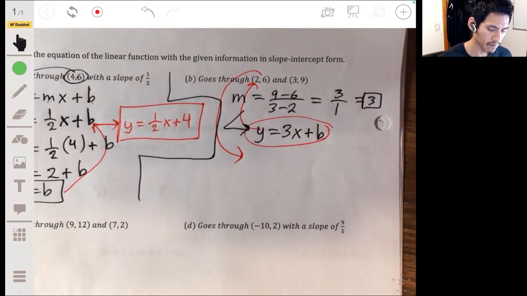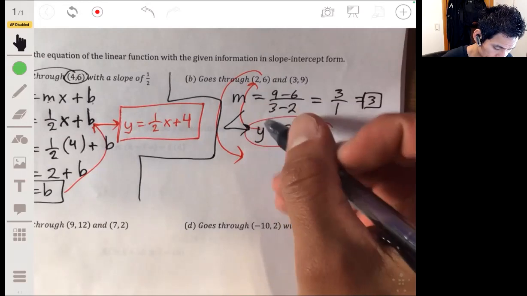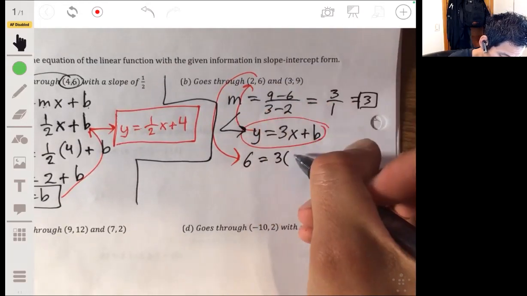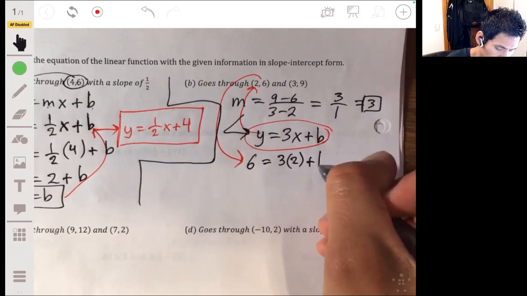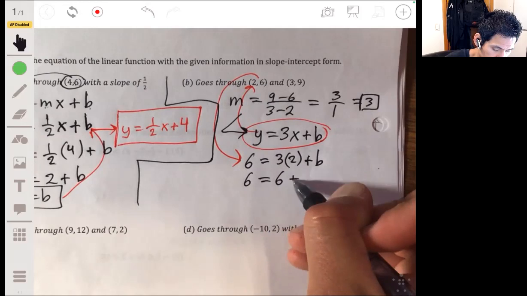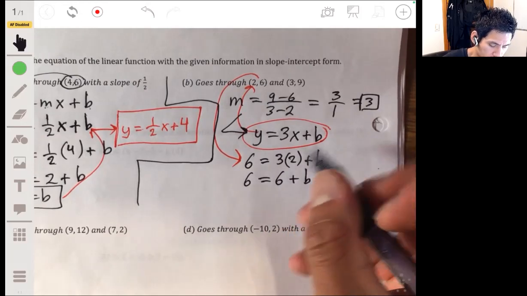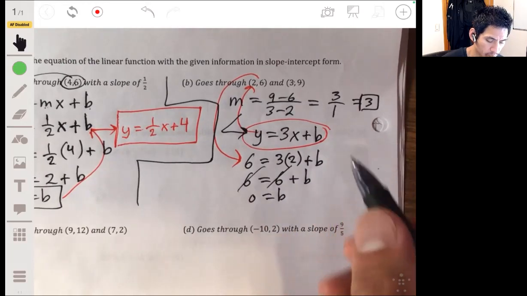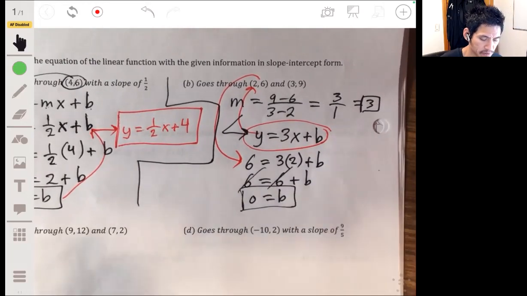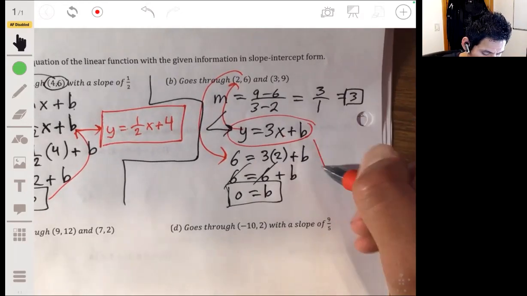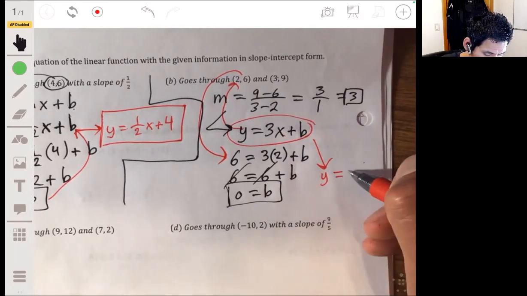And so I'll have y is 6. So 6 equals 3 times 2 plus b. And 6 equals then 6 plus b, which means that b is just 0. And that's okay. That just means it intersects the origin. And so then our equation for y is just y equals 3x.